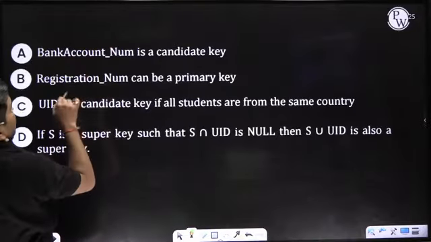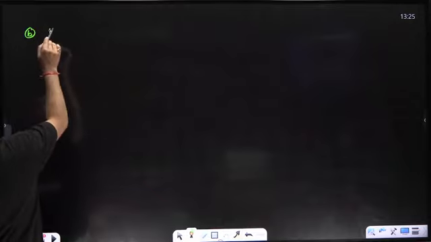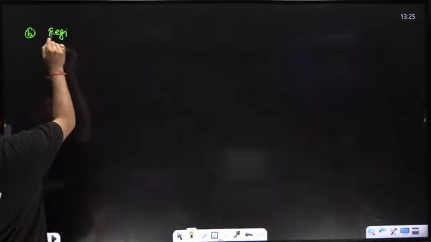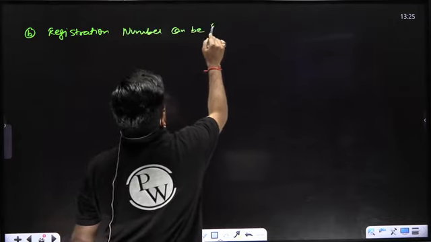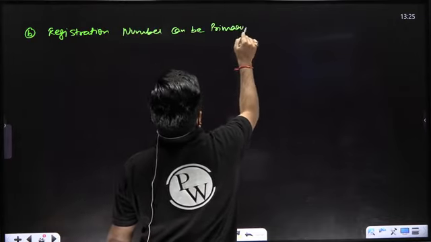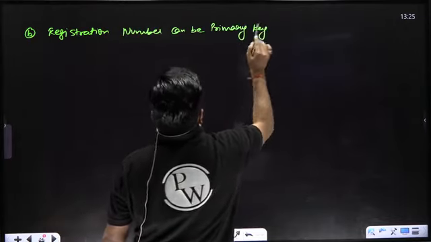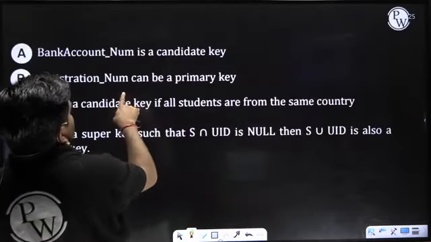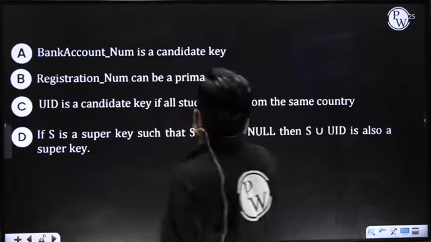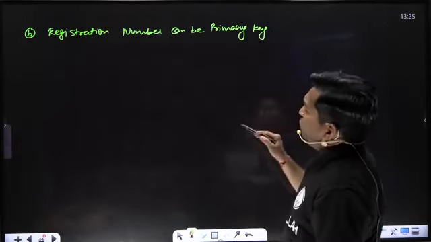What is it saying in option B, my dear? Registration number can be primary key. Is it true or false? It is mentioned registration number can be primary key. It is true or false, my dear?